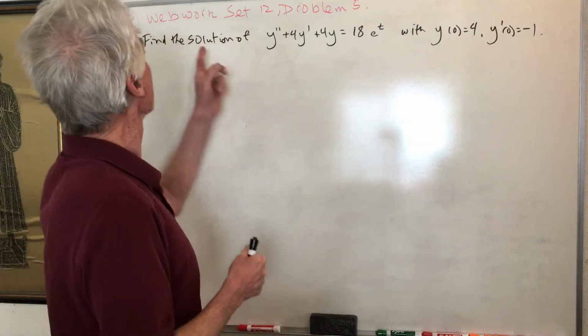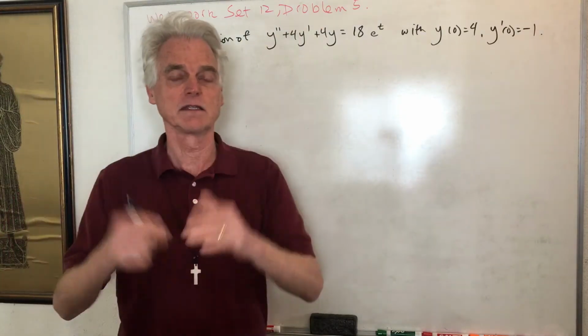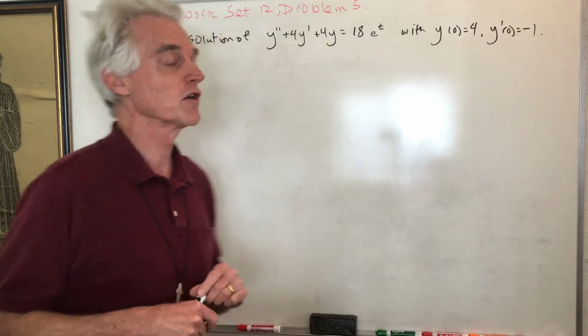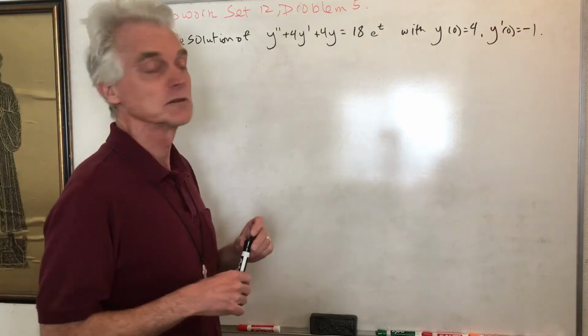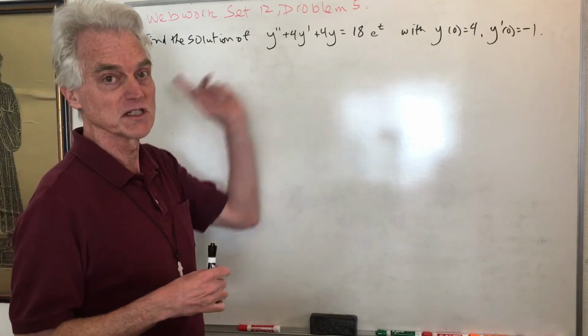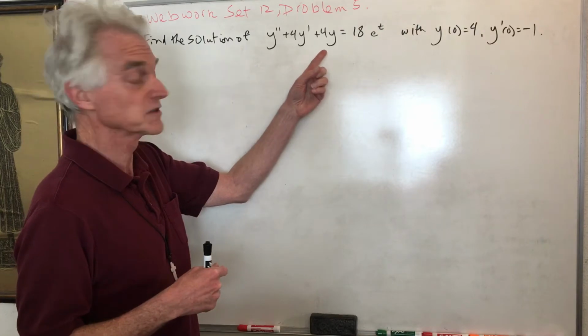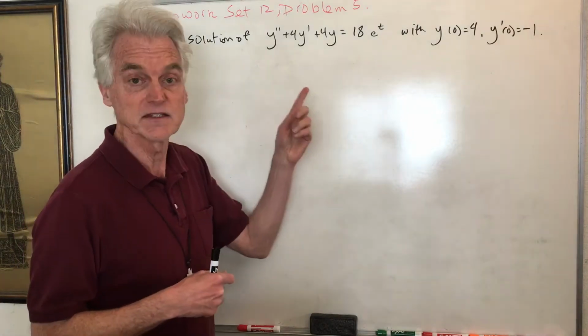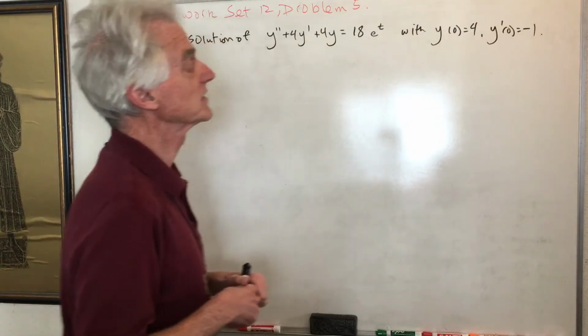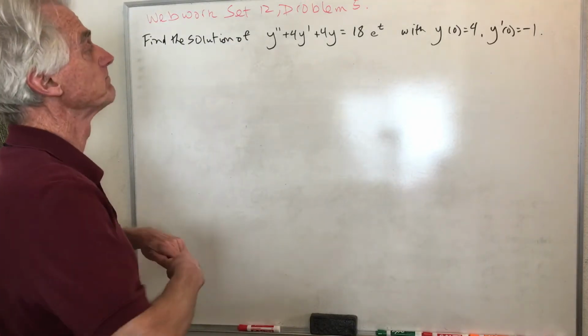All right, I'm going to do an example a lot like problem 5 in your latest web work, the nonhomogeneous set. We have this linear nonhomogeneous ODE with constant coefficients, y double prime plus 4y prime plus 4y equals 18e to the t, with those initial conditions, y of 0 is 4, y prime of 0 is minus 1.